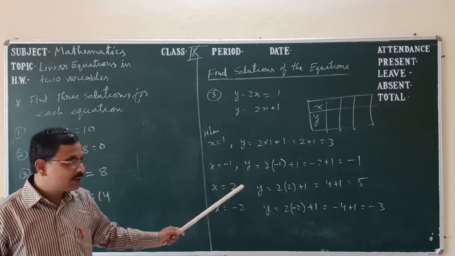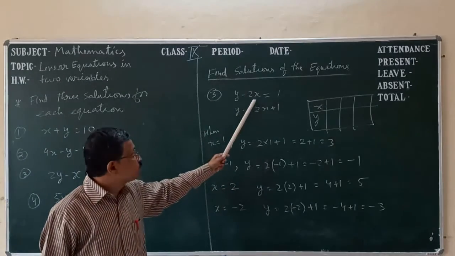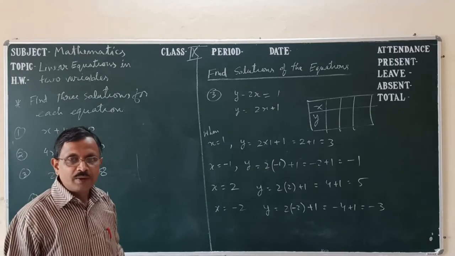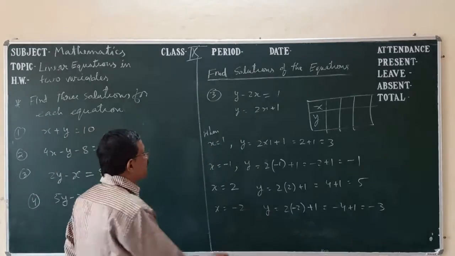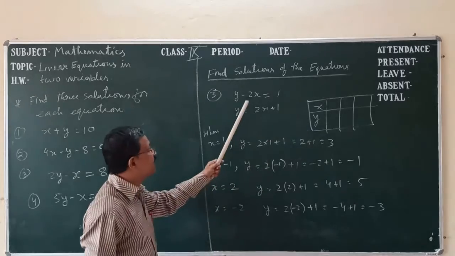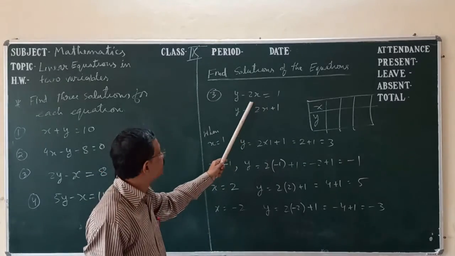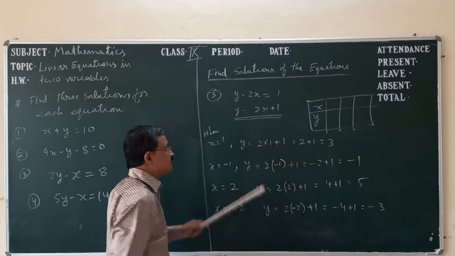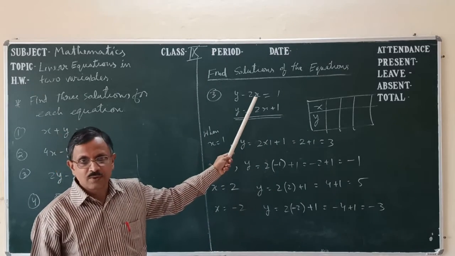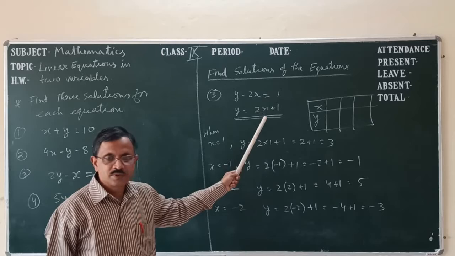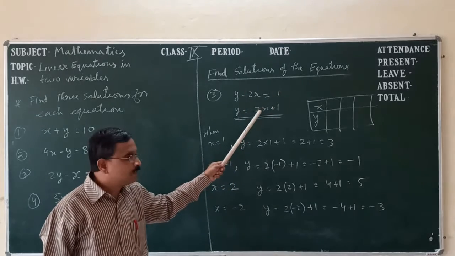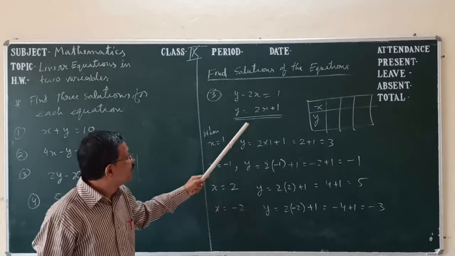We take another example. Y minus 2x is equal to 1. This is another equation. In this equation, we shift 2x to that side, so this will be plus 2x. So y is equal to 2x plus 1, because if we shift one term from left hand to right hand, the sign changes. So this is minus sign, and here it comes as a plus sign.